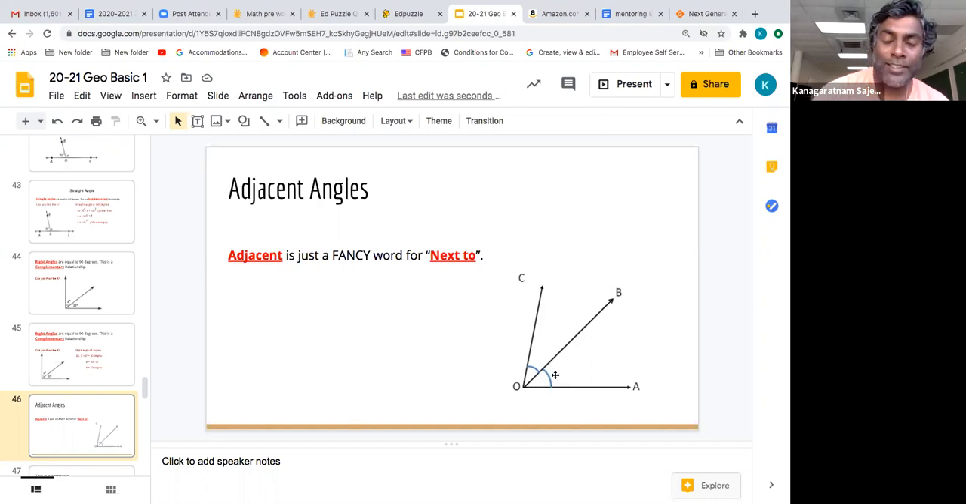Basically, if you have adjacent angles, they share one ray. In this case, they're sharing ray OB. See, this angle and this angle are sharing ray OB, okay?